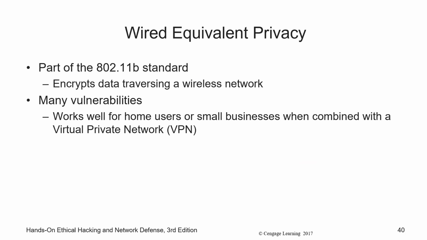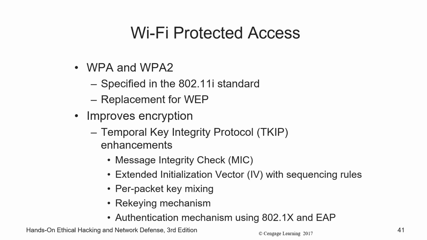WEP, the biggest mistake ever, part of the 802.11b standard, attempted to encrypt traffic on a wireless network until the private keys were leaked. Many vulnerabilities. Its wireless equivalent privacy is not. WPA was an improvement again until the keys were discovered. WPA2 was an improvement over that. They use the 802.11i standard, a replacement for WEP.